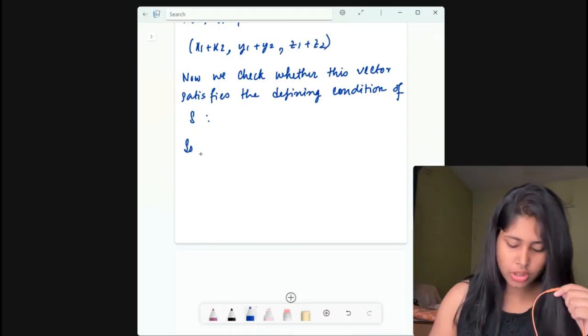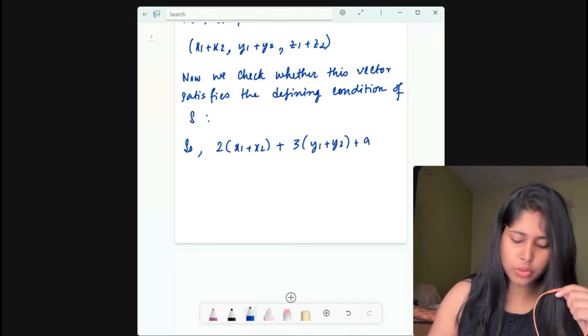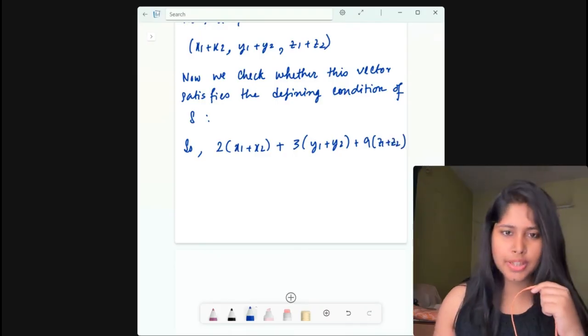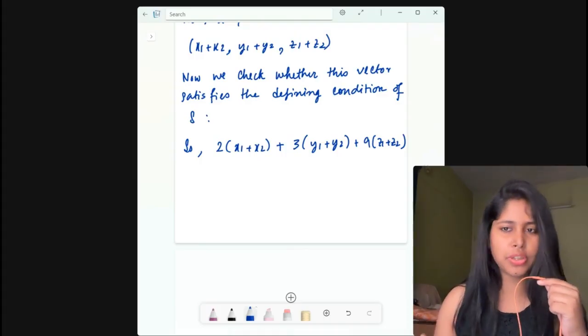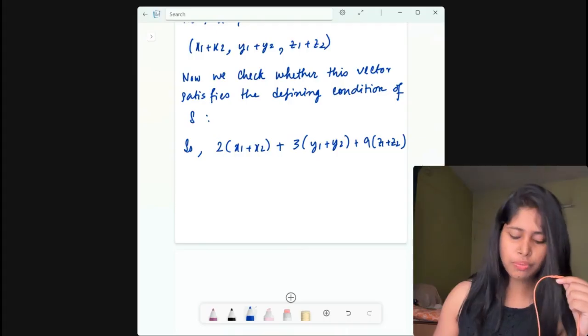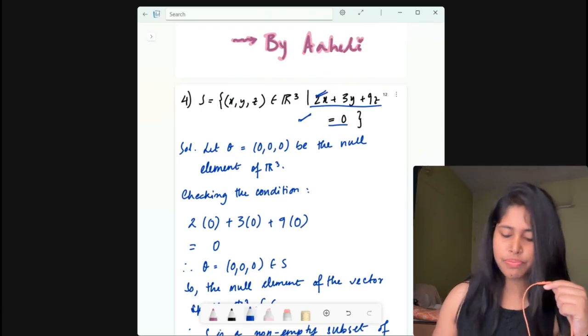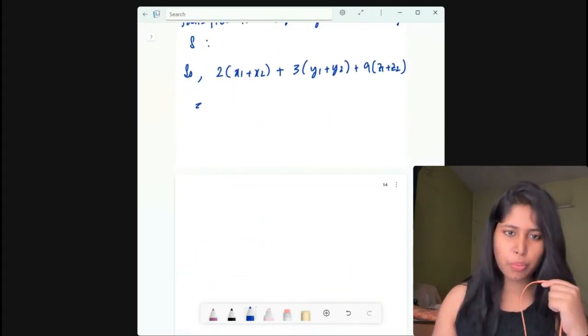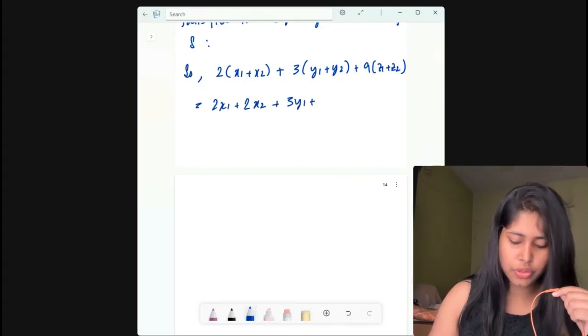So, 2 into (x1 plus x2) plus 3 into (y1 plus y2) plus 9 into (z1 plus z2). Now, what do we get? If we get 0, then this still satisfies the condition. Then we can say that closure under addition holds, right? This was the defining condition, as you can see for the question given. So, now we are just opening up the brackets. Let us see what we get. 2x1 plus 2x2 plus 3y1 plus 3y2 plus 9z1 plus 9z2.